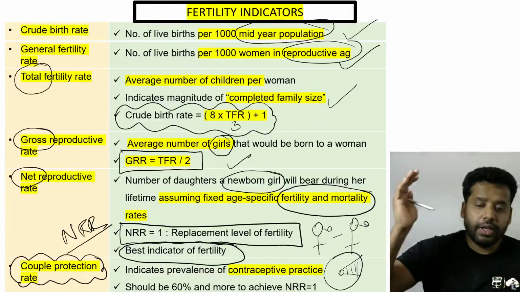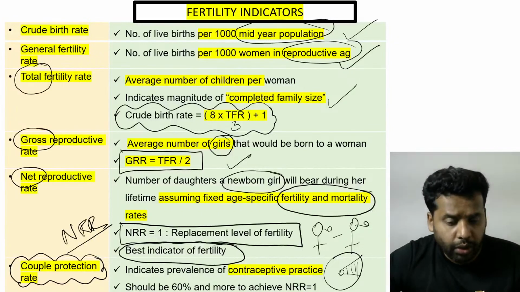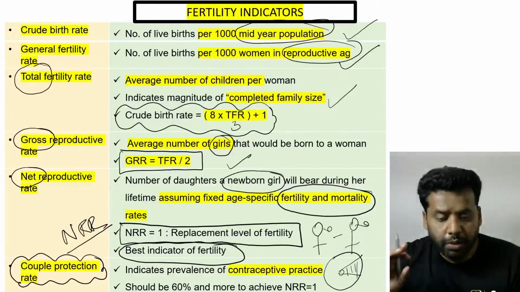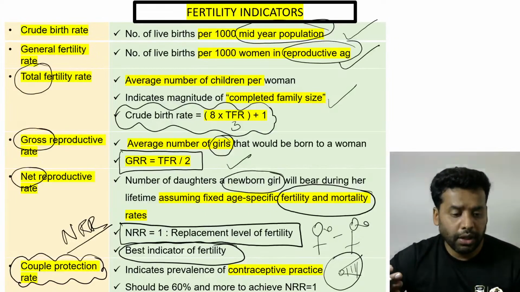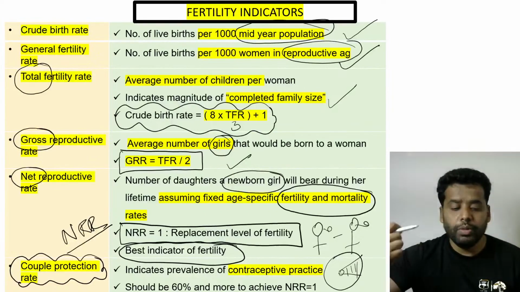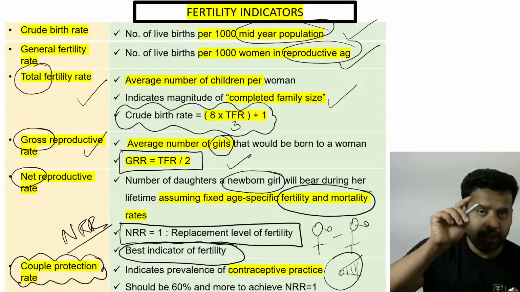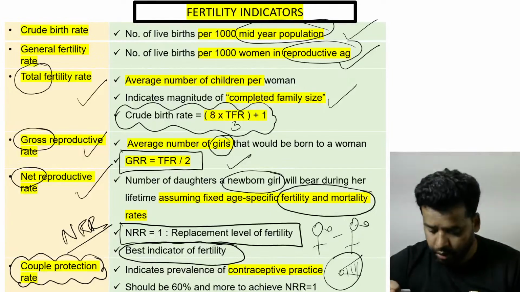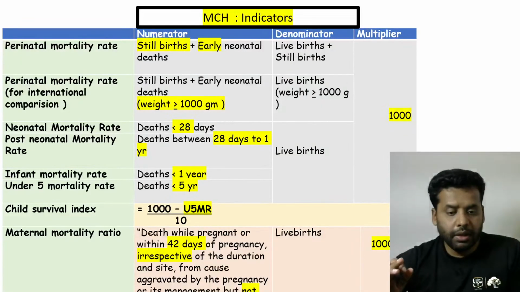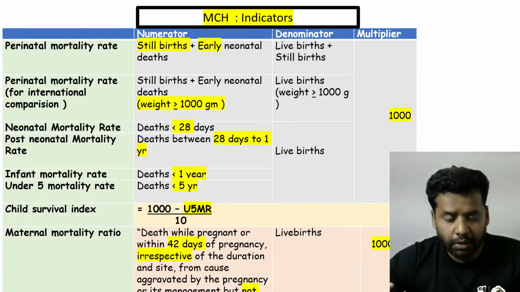So tell me all the fertility related indicators. Crude birth rate, mid-year population, denominator. General fertility rate, reproductive age. Total fertility rate is children, gross reproductive rate is girls, net reproduction rate is the number of daughters a newborn will have in the future. Couple protection rate is how many are using contraceptives. Total means both boys and girls. G for gross, girls. N for NRR, newborn. See this table. You can read the PDFs when I am giving them to you. Later I'll be giving them to your class coordinators.